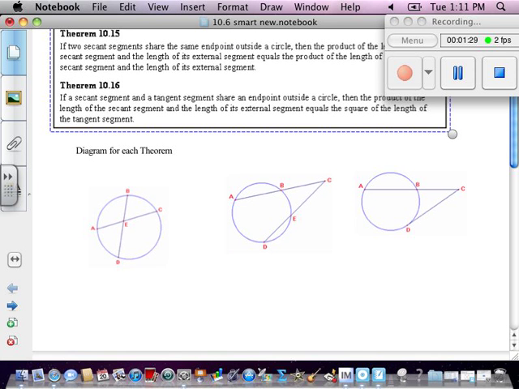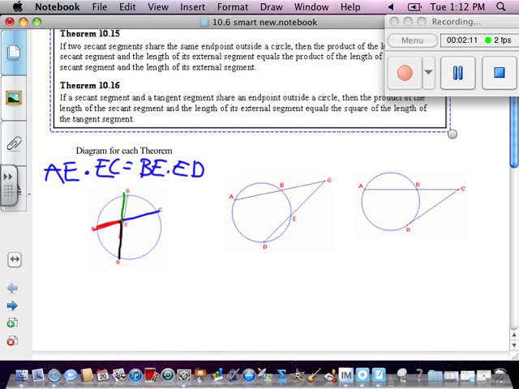So everybody sees A to E. A to E times E to C equals B to E times E to D. Okay, pretty simple statement. All it's saying is this segment times this segment equals this segment times this segment. It's really just multiplication. All right. Too much fun.